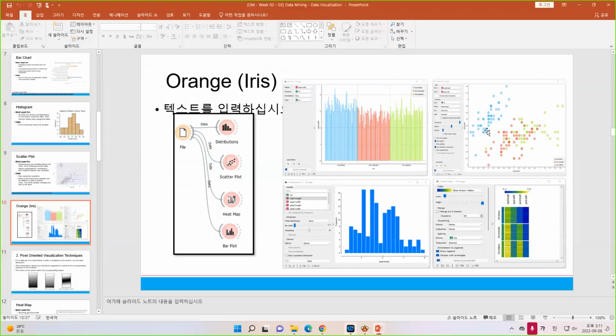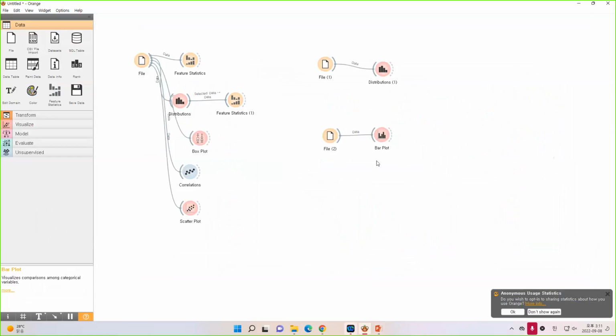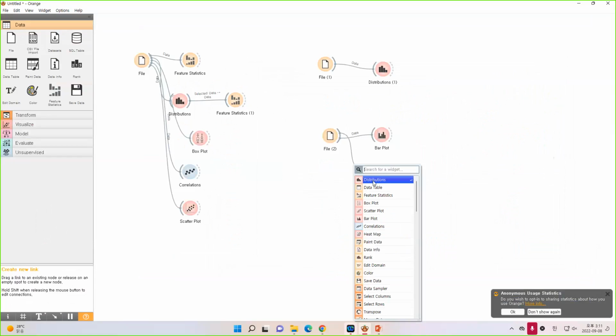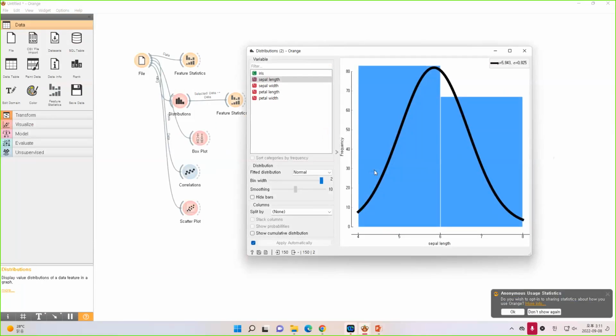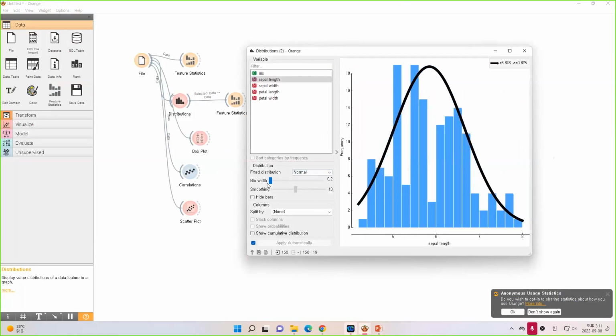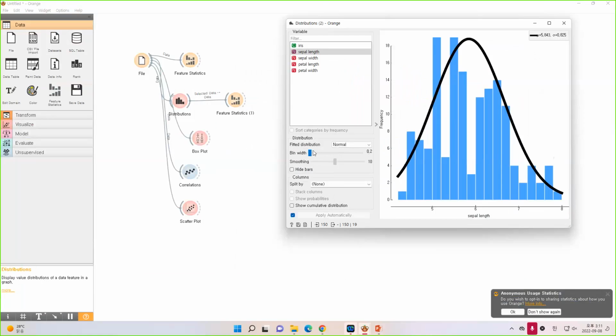You already see the distribution. Okay. So the distribution here, yeah, you can select the bin width and the fitted distribution. Here the fitted distribution means you want to see whether the data is in the normal distribution or in other distribution.